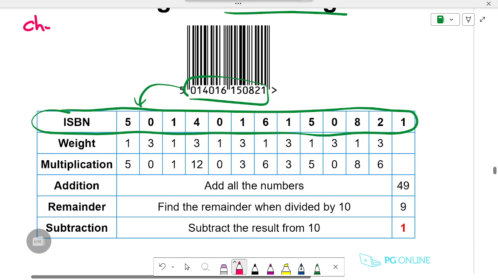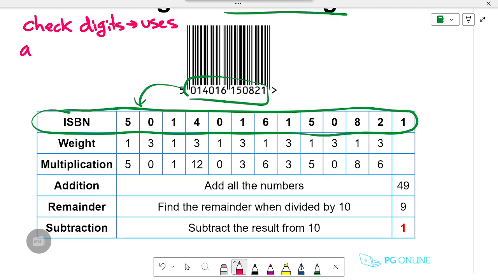Check digit. Is it called check digit or check sum? I forgot. What is question three called? Check digits. Okay? So check digits, it uses a math algorithm.